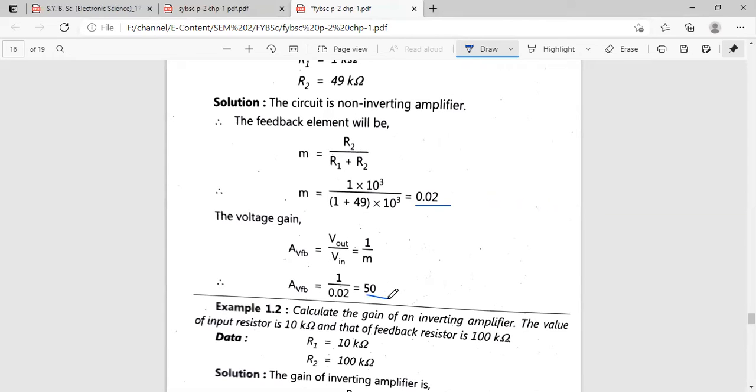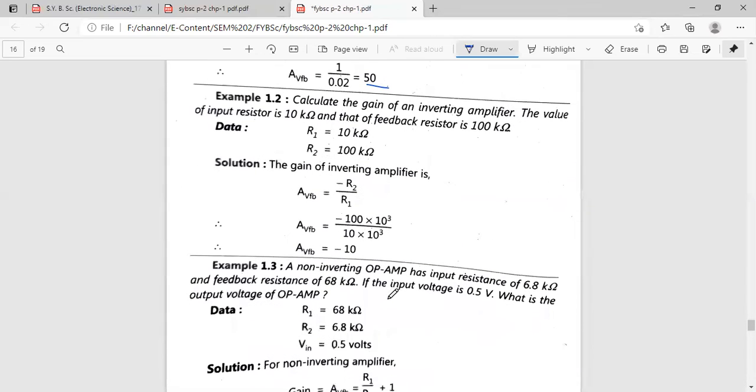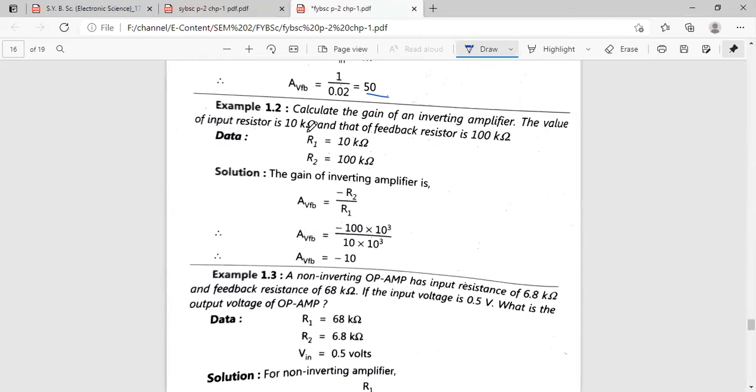All right. The next problem is to calculate the gain of an inverting amplifier. The value of the input resistor is 10k and that of the feedback resistor is 100k. Here we have already seen the formula of the inverting amplifier, so we can simply use that formula. What is the first step? You have to write the given values. What is given? The values of R1 and R2: R1 is 10k, R2 is 100k.